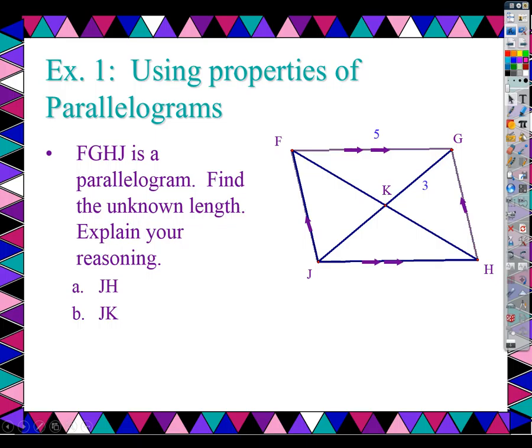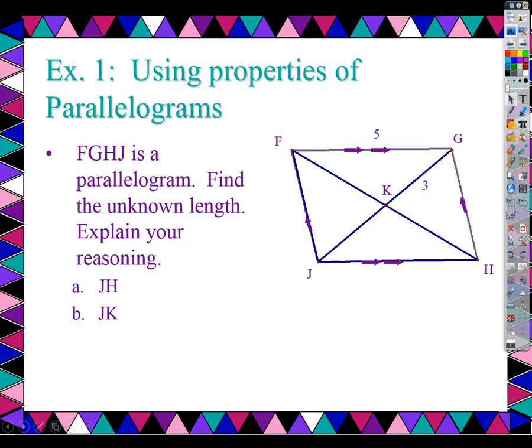Could we know, based on the information that we're given here, the length of FJ? We're not really given anything here that helps us out. In order to know the length of FJ, we'd probably have to know maybe the length of this side over here, right? We don't have that. Does that make sense?